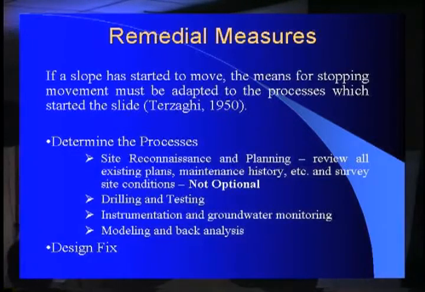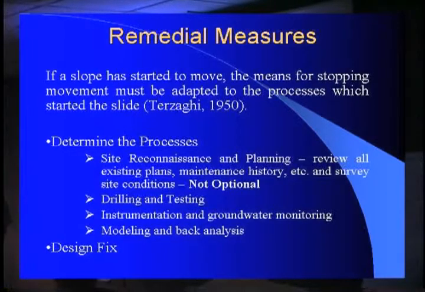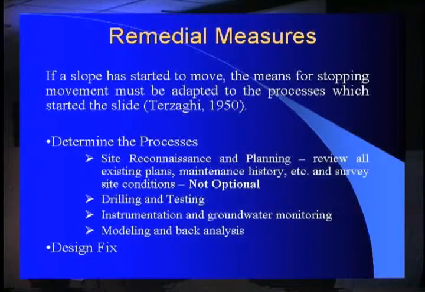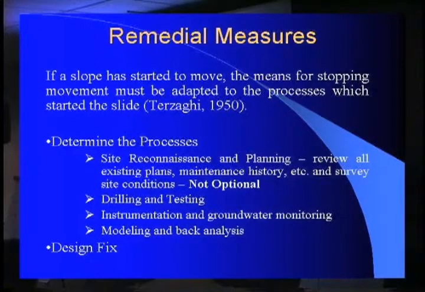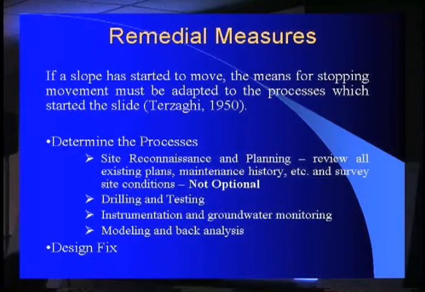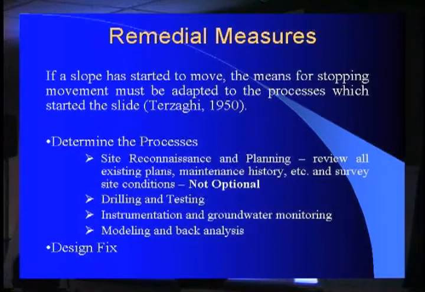And basically, in the words of Terzaghi, if a slope has started to move, the means for stopping movement must be adapted to the processes which started the slide. Seems simple enough. In this statement, the most complicated thing that I see is, first of all, identifying the processes, and then second most complicated thing is figuring out how to stop the processes. First thing we do in our office is we try to determine the processes or the things that are causing the slide.